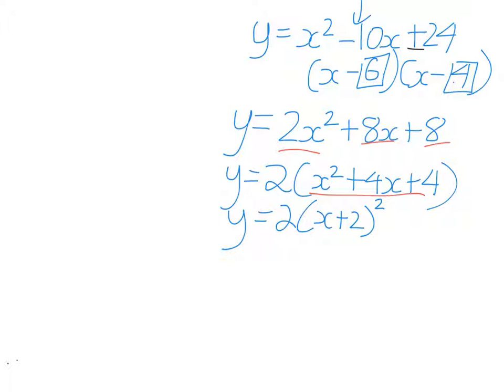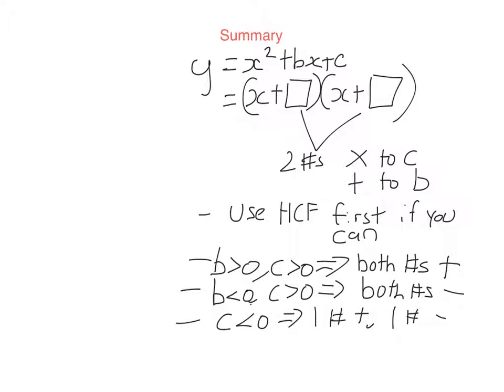So I'll give you a quick summary. Here is a summary of what we've gone through. We're trying to factorize things of the form x squared plus bx plus c. So we know that's going to be x plus something times by x plus something. The two numbers that go into the boxes are two numbers that multiply to give this number and add to give this number. And you try and use the highest common factor first if you can, if it's not monic. These three down here, I'm not sure whether they'll help you or not, but sometimes it can be hard to think whether this number and this number are negative or positive.